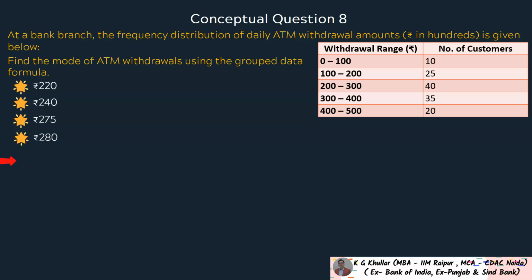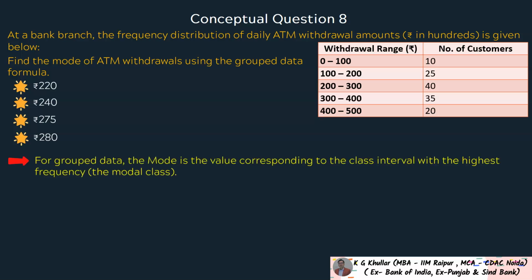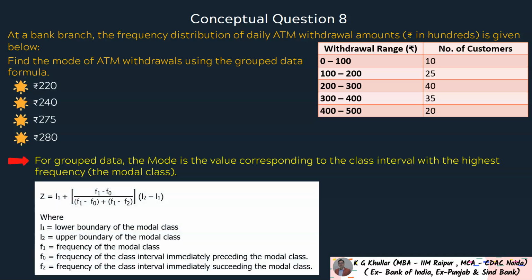Again friends, if you see my summarized notes for group data, the mode is the value corresponding to the class interval with the highest frequency, that is the modal class. It is simply estimated by interpolation using this formula. That is, Z equals L1 plus (F1 minus F0) divided by (F1 minus F0 plus F1 minus F2), and the whole of this multiplied by (L2 minus L1). Where L1 is the lower boundary of the modal class, L2 is the upper boundary of the modal class, F1 is the frequency of the modal class, F0 is the frequency of the class before the modal class, and finally F2 is the frequency of the class after the modal class. So let's start solving this question.